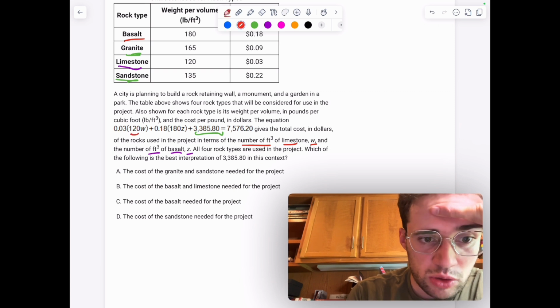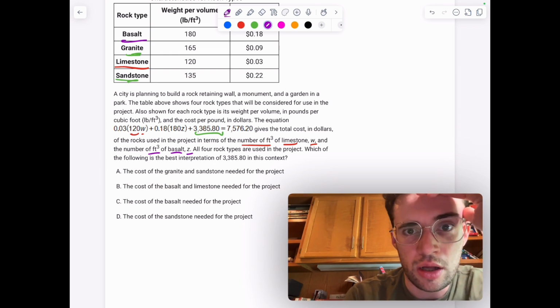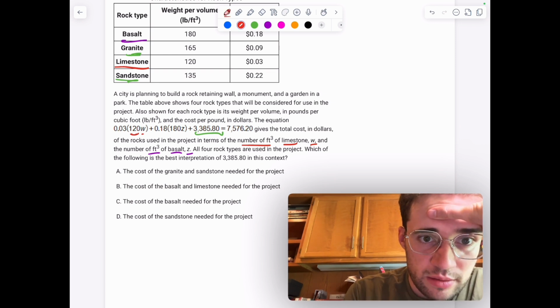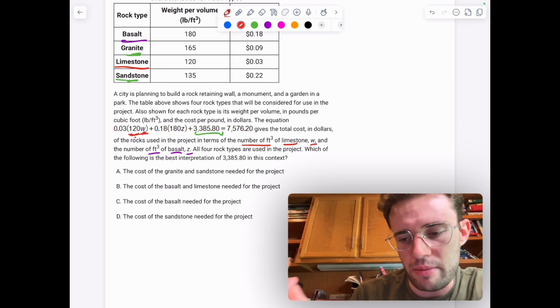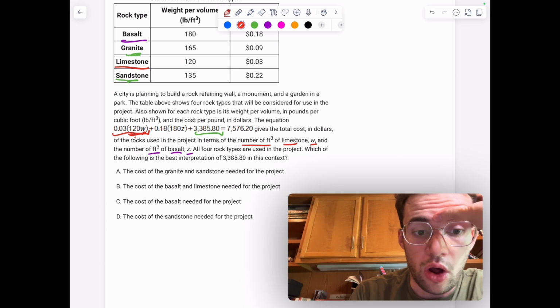Essentially, the 120 times W is using limestone, which is red. Okay, I mixed these up. Limestone is red, and just what I underlined here. 120 is the density, and we're doing the density times the volume, which gives us the weight. Again, it should be mass, but they're doing it in weight. So the weight times the price per weight. So this whole thing accounts for the price of all of that limestone.